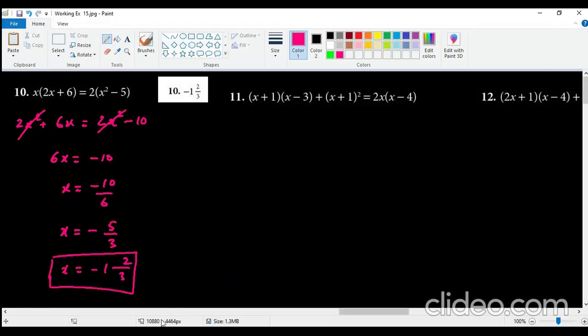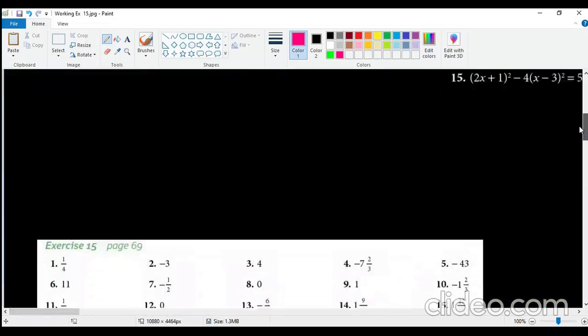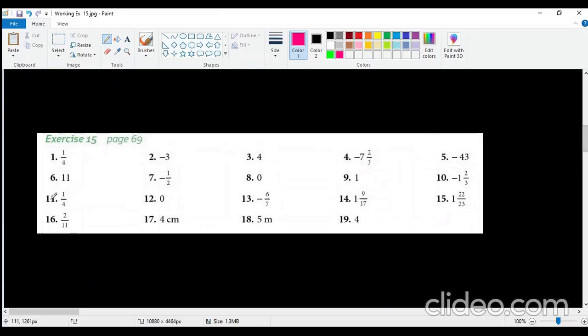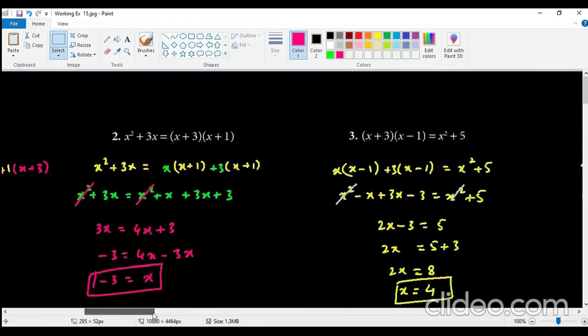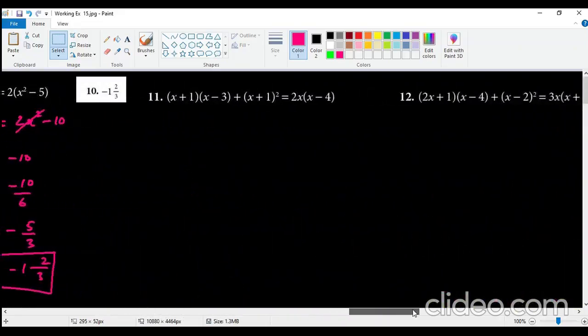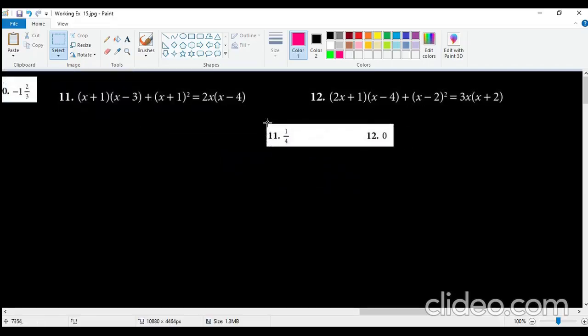Moving on to question number 11, let's see what the answer for question number 11 is. Question number 11 is 1 over 4. So 1 over 4 should be the answer for question number 11. And I'm keeping this as the reference for the answers. For question number 11, it's going to be 1 over 4. And for 12, it has to be a 0. Let's see.